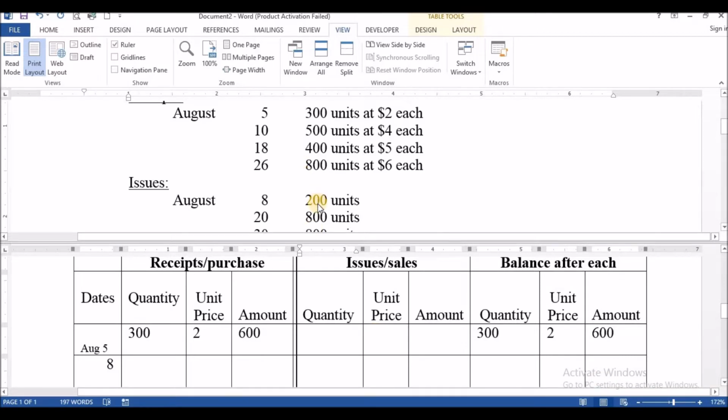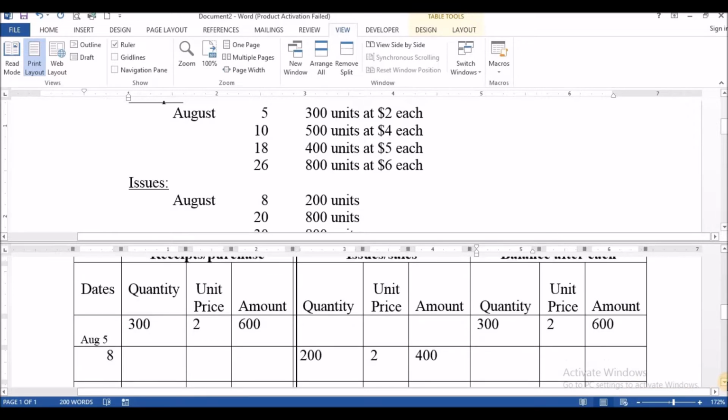So here we sold 200 units, so we're going to write that. So it's 200 at the same $2, and that now will be 400. So over in the balance section now, we're going to record what is left. 2 from 3 will be 100, and we'll use the same price, which is 2, and 2 times 100 will be 200. And that's it for that date. So now let's move on to the 10th.